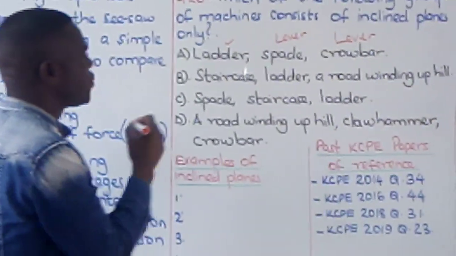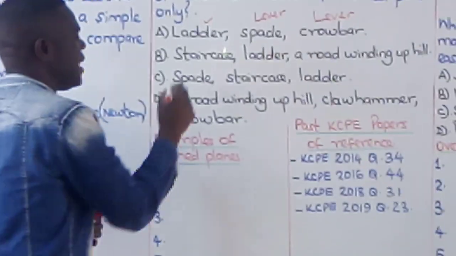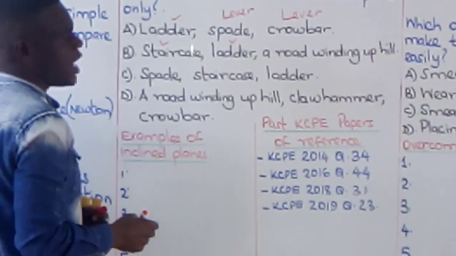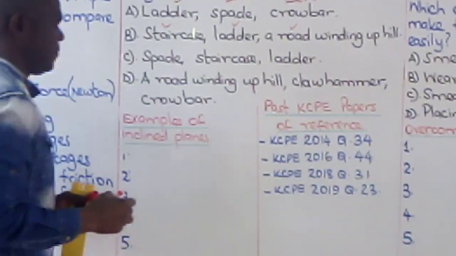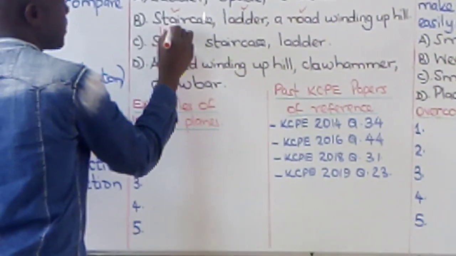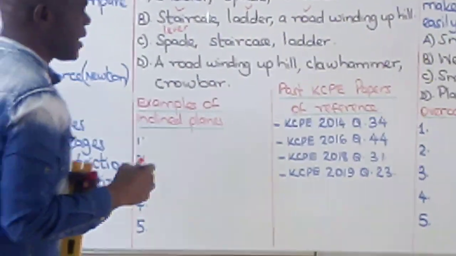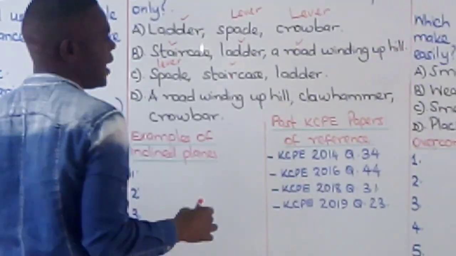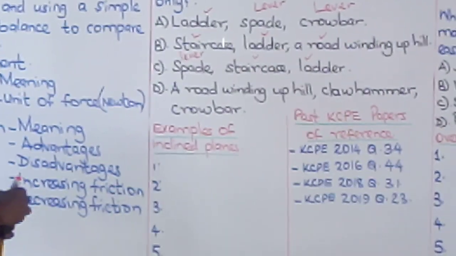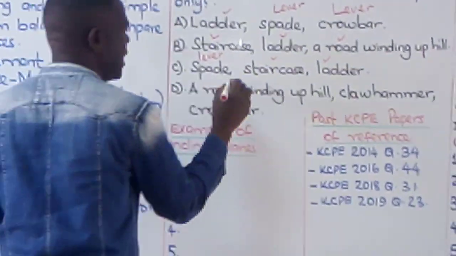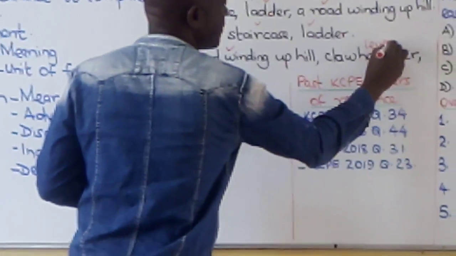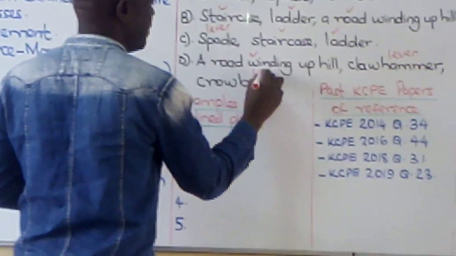Let's go to choice number B. A staircase is an inclined plane. A ladder is an inclined plane. A road winding up a hill is an inclined plane. Let's go to choice number C. A spade is a lever. A staircase is an inclined plane. A ladder is an inclined plane. Choice number D. A road winding up a hill is an inclined plane. A claw hammer is a lever. A crowbar is a lever.